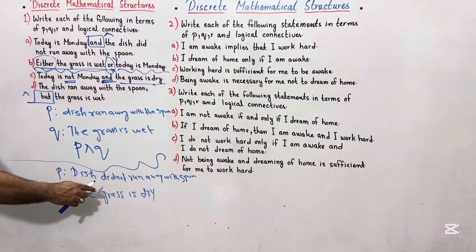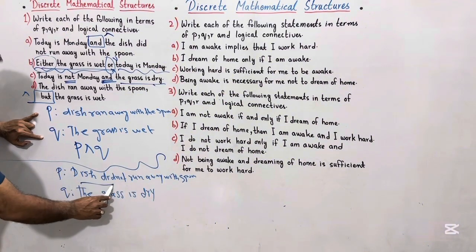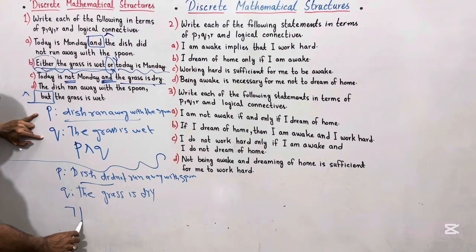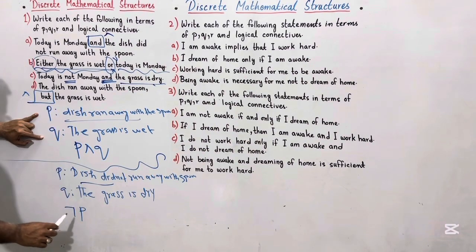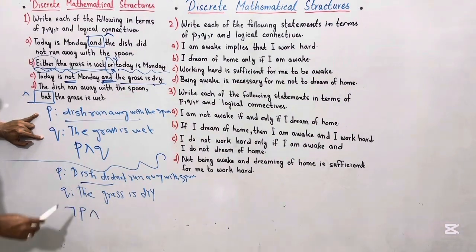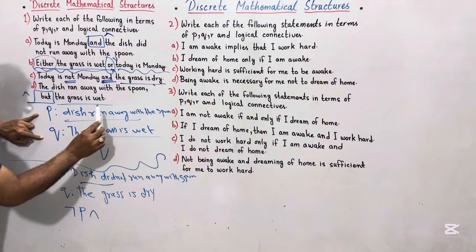We can write in that case, dish did not run away with the spoon. This is our basic proposition, and we have: dish ran away. The negative of this one, negative of P, but qualifies for conjunction. Here the grass is dry, and we have to write the grass is wet.